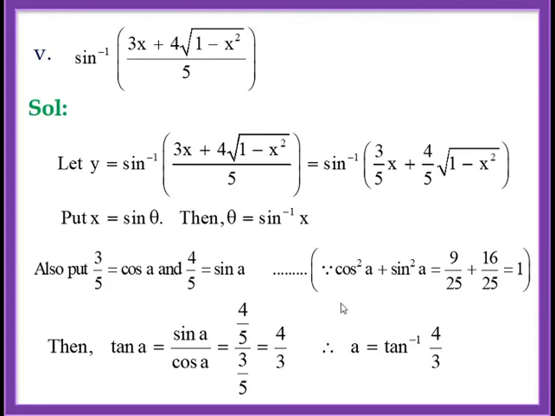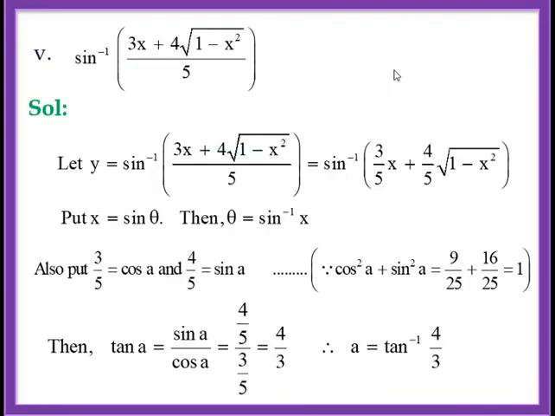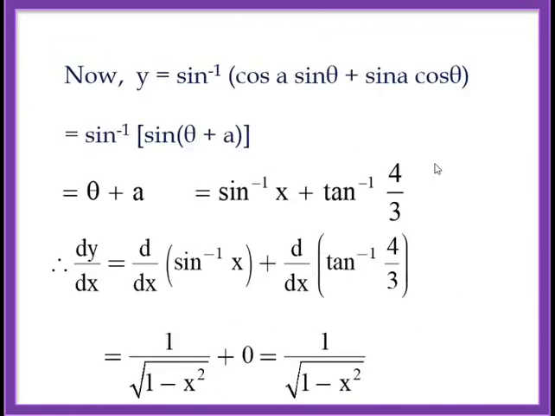Tan inverse 4 by 3. So this becomes y equal to sine inverse of cos A sin theta plus sin A cos theta. We'll see this slide again. See, 3 upon 5 is cos A. So cos A sin x plus sin A cos x. Yes, instead of x, I should have said theta, not x.